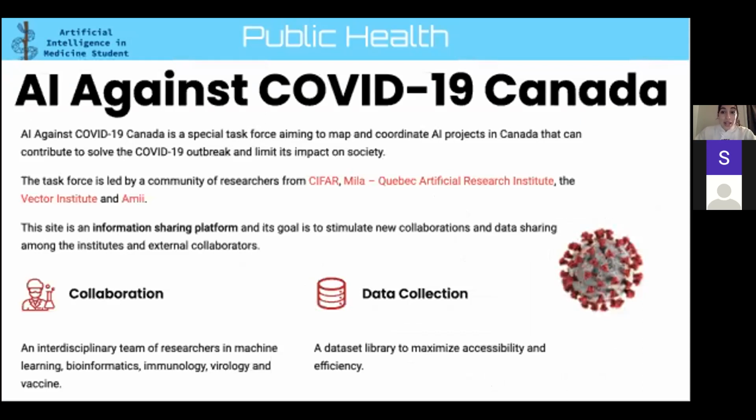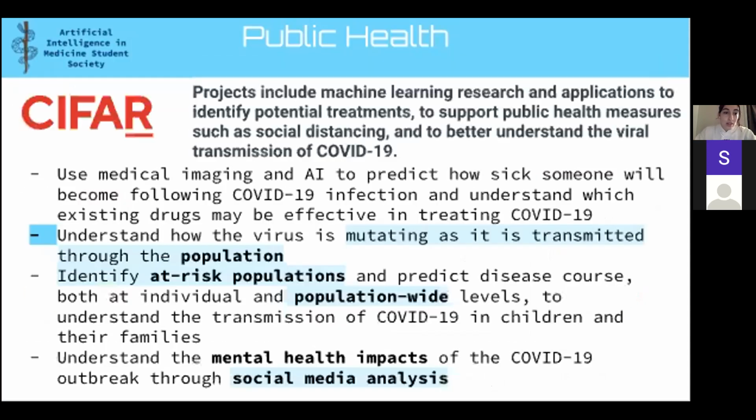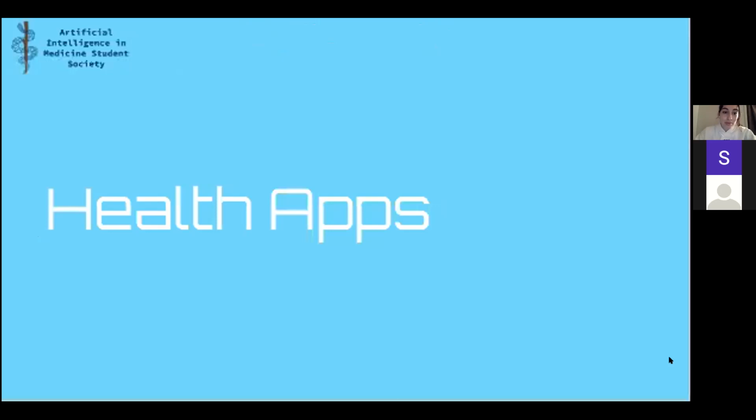Canada has its own AI initiative against the COVID-19 outbreak with a task force led by CIFAR, Mila, Vector Institute, and the Alberta Machine Intelligence Institute. The Canadian Institute for Advanced Research, or CIFAR, I'm not sure, are leading projects that involve machine learning and support public health measures. So they're doing a lot of at-risk stuff, which is a public health measure.